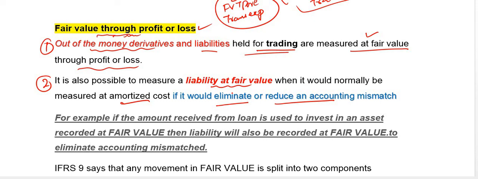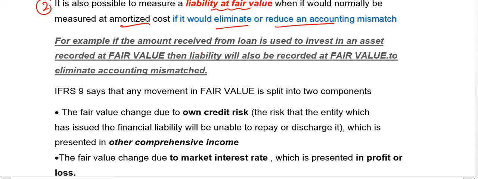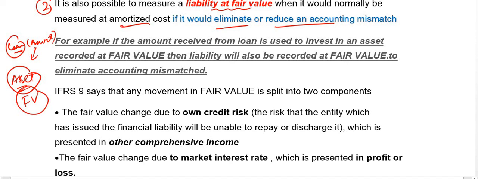What does it mean? Okay, I have an example here for you. Let's say we receive a loan, and we will use this amount to purchase some asset, and that asset is measured at fair value. Normally the loan would be measured at amortized cost, but if we measure the loan at amortized cost and the asset we purchase with this amount is measured at fair value, there will be an accounting mismatch. So to eliminate the mismatch, IFRS says that you can also measure this loan at fair value. So both will be measured at fair value and there will be no accounting mismatch. Clear?